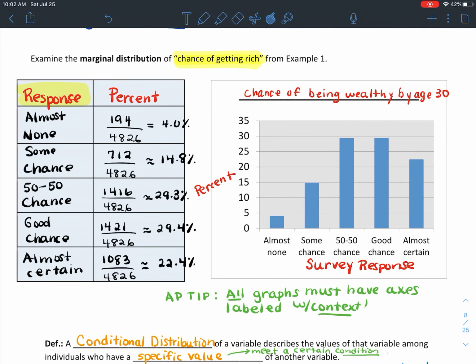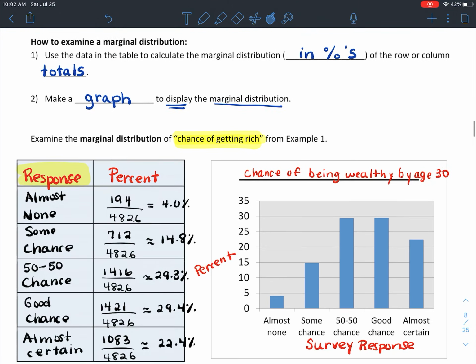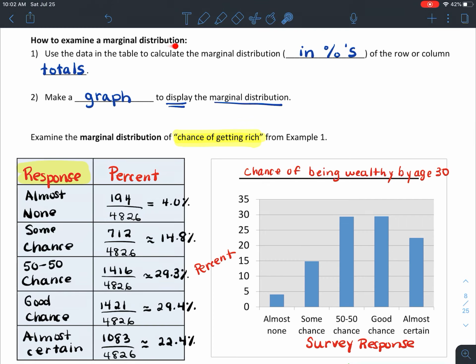I have those here, and now up above here we had filled in another way to examine a marginal distribution, which is to make a graph. Okay, so I'm going to make a bar graph. It's a very typical graph that you use to display a marginal distribution. We could have titled it responses, I guess, but this is a little more descriptive: chance of being wealthy by age of 30. Okay, these are already filled in here.